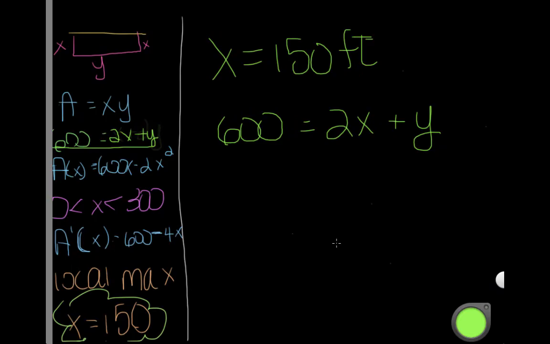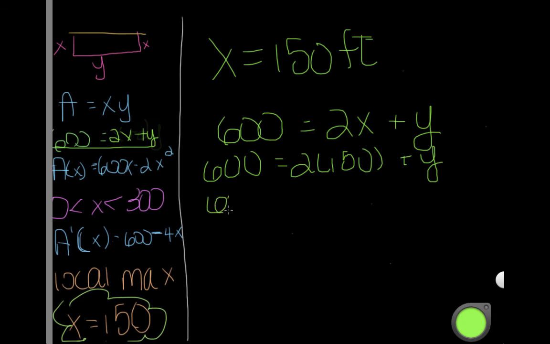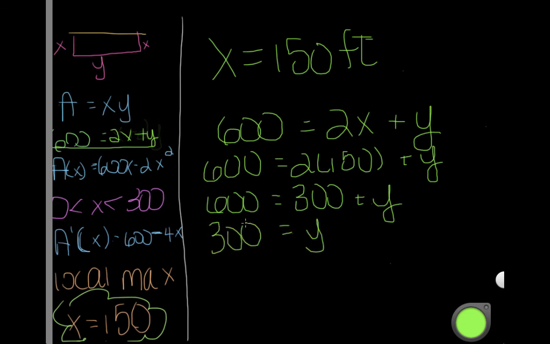So remember, we want to figure out the dimensions of our rectangle, so we have to solve for x and for y, and we already know that x has to be 150 feet. So I'm going to use this equation, 600 equals 2x plus y, to determine what the value of y is going to be. So replace the x with the 150 that we got before, and then solve for y, so you end up getting 600 equals 300 plus y, which means that y equals 300 feet. So the dimensions that will maximize your area are 150 feet by 300 feet, and we are done.